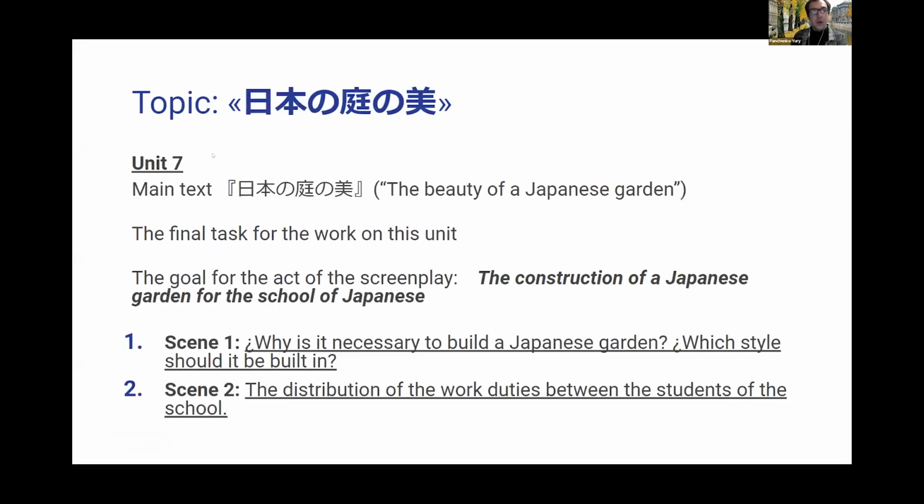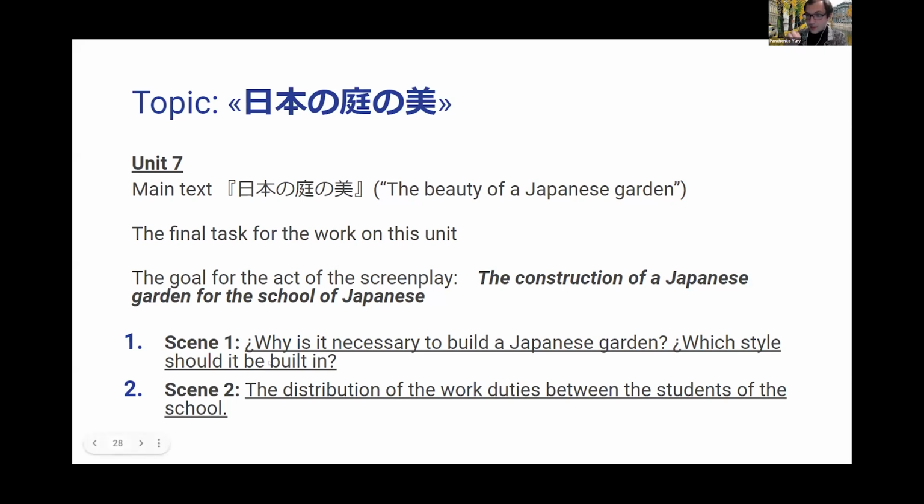So, for example, we had this topic, the beauty of a Japanese garden. It's quite an interesting topic, but sometimes it's not clear how to organize an interesting activity about such traditional aesthetic concepts in a classroom of the practice of the language. So we proposed this situation. The goal for the act of the screenplay was the construction of a Japanese garden for the School of Japanese of that TV series that they were accustomed to. And this act consisted of 2 scenes.